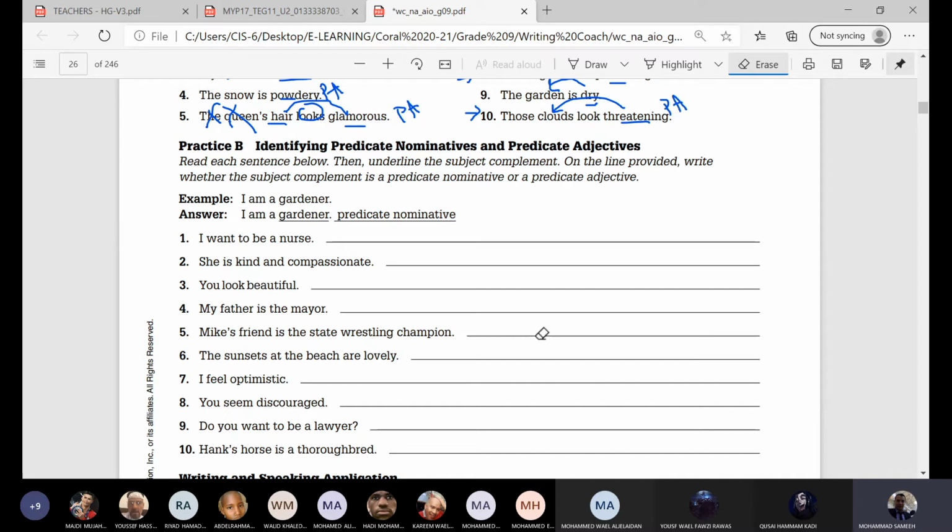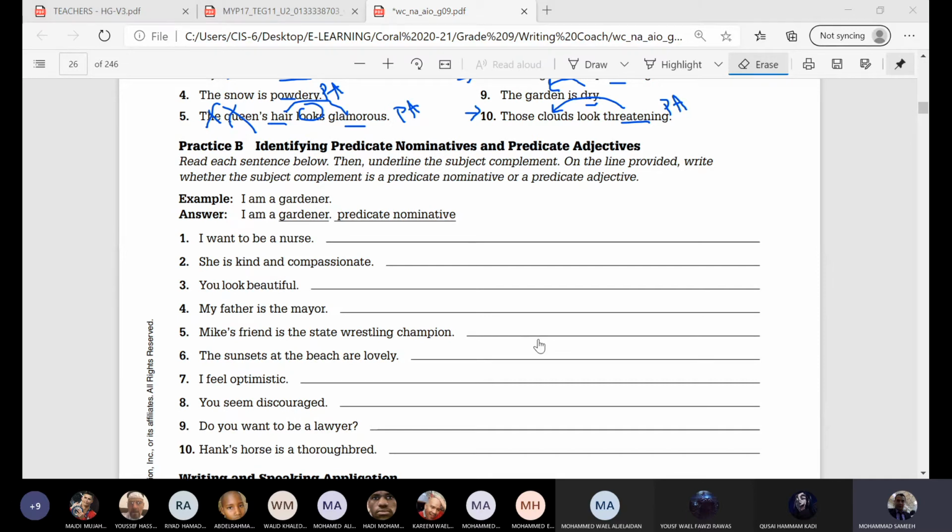We still have time. So this exercise: underline the subject complement on the line provided. Write whether the subject complement is predicate nominative or predicate adjective. Like the example given in here, I am a gardener. Gardener is the underlined subject complement. It is a predicate nominative. We'll do the same thing in this exercise.